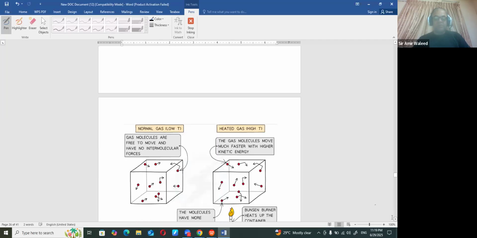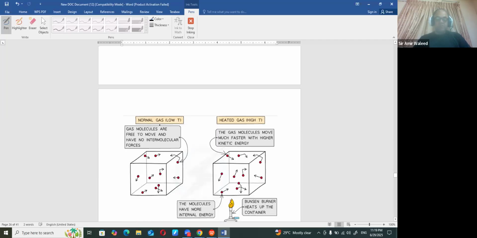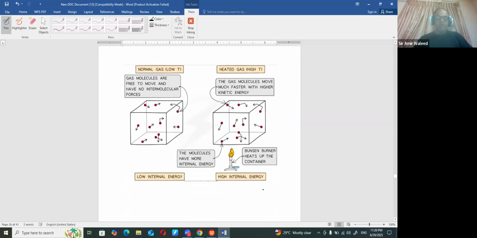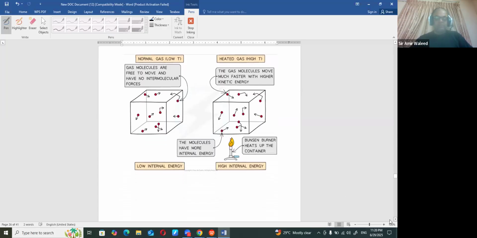Like you can see here, check this out. You have gas particles, molecules here, that are free and have intermolecular forces. Now we are specifically talking about gases. But as soon as you give heat energy, they strike themselves and they strike the walls of the container. So what happened? The gas molecules move much faster, and they have kinetic energy as well as potential energy. So high internal energy with heating, and low internal energy without heating. All right.